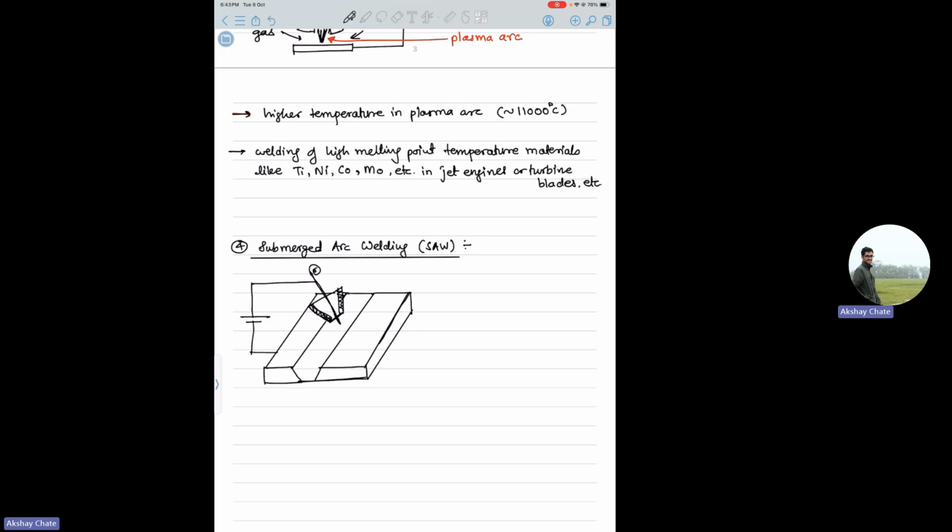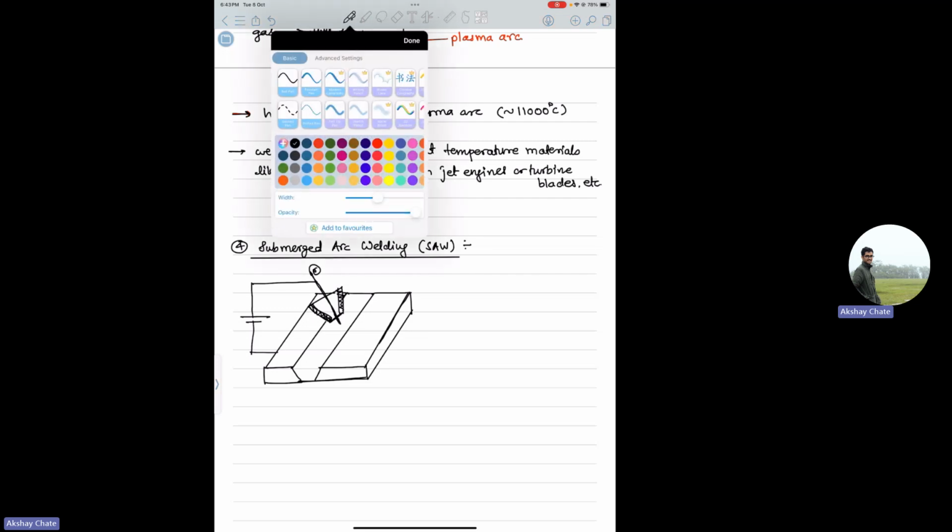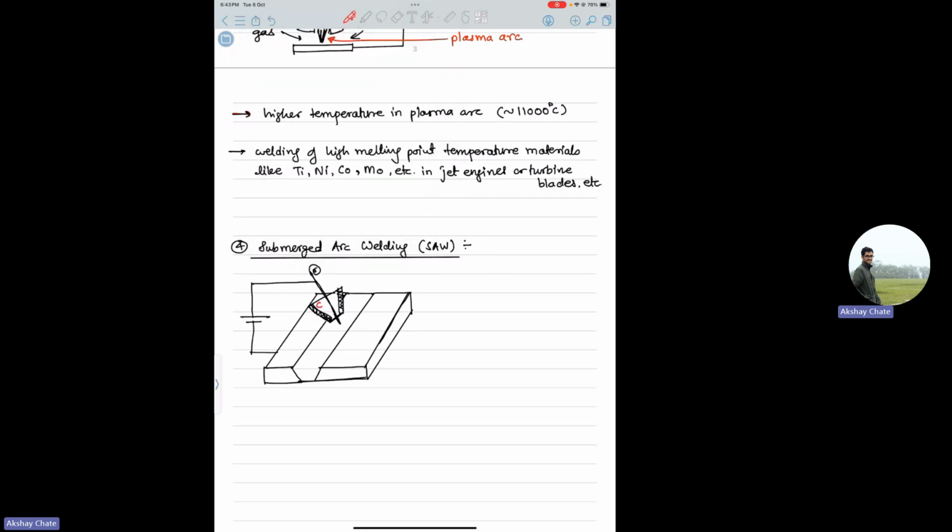So here you'll have solid flux. You will not be able to see the arc. Okay, so it will be submerged. You will not be able to see the weld pool also. The whole weld pool itself will be submerged. That is the difference in this case, and this will be your direction of welding. So you have this solid flux.